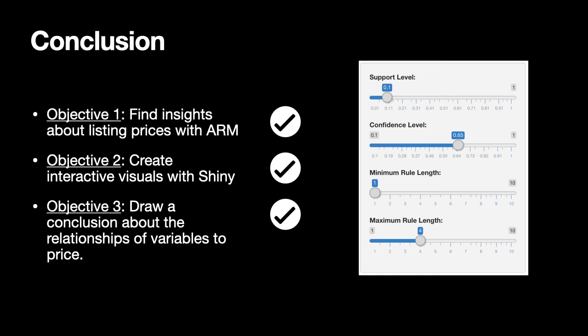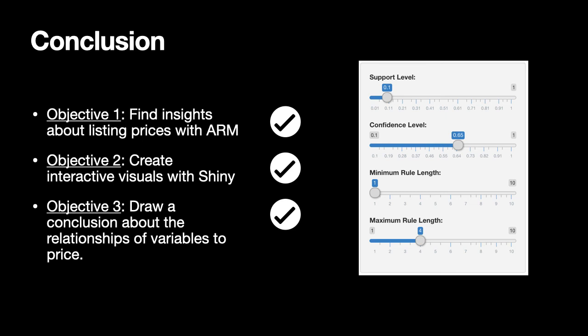Most notably that private rooms in Brooklyn will likely have the lowest price. Lower price Manhattan offerings will likely be the entire home or apartment as opposed to a private room, and that hosts in Manhattan with private rooms have the lowest number of listings.